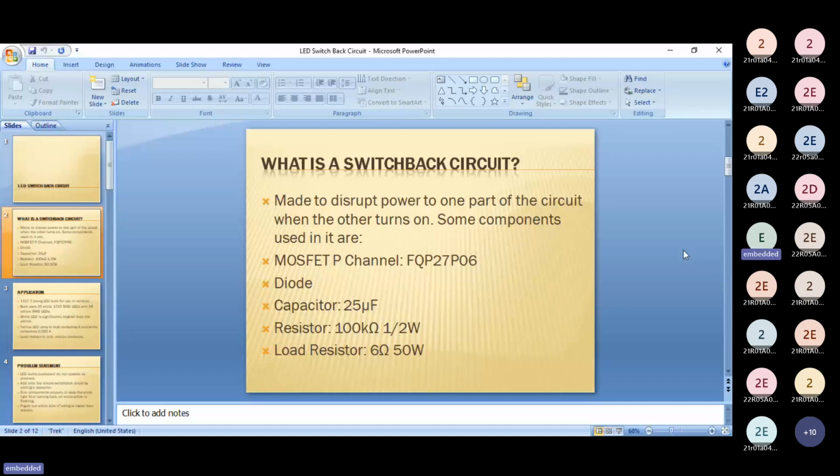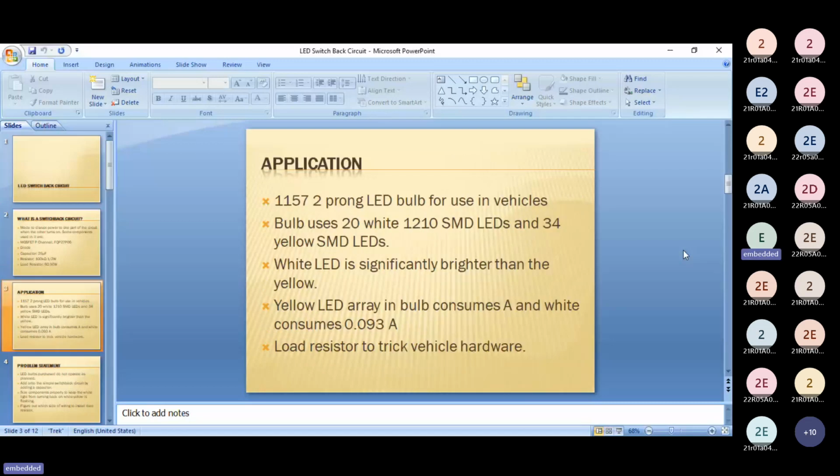So let's see the applications of the switchback. So the first application was 1157 two prong LED bulb for use in vehicles. Like we use in some of the vehicles, most of the vehicles use the two prong LED bulbs for lights. So this was the main application of switchback circuit.